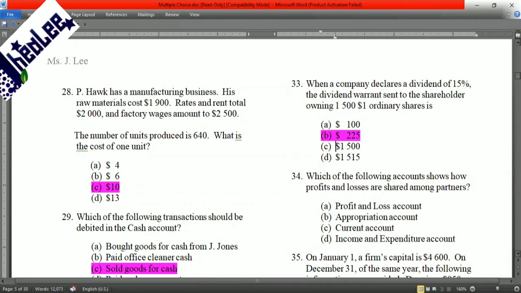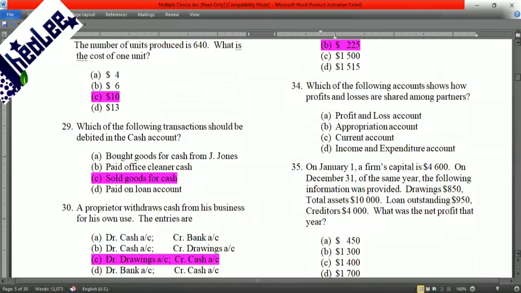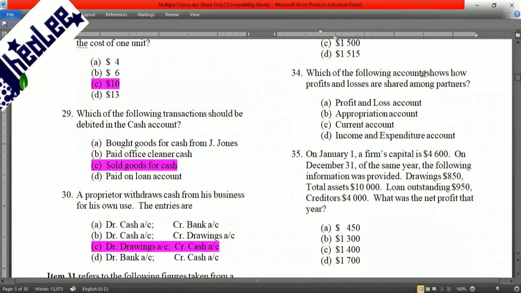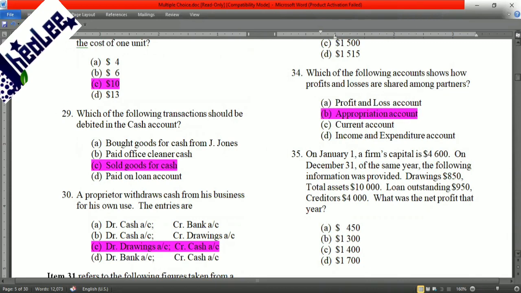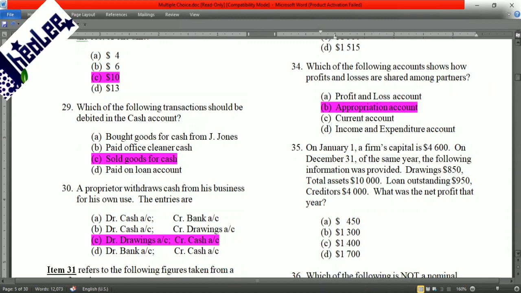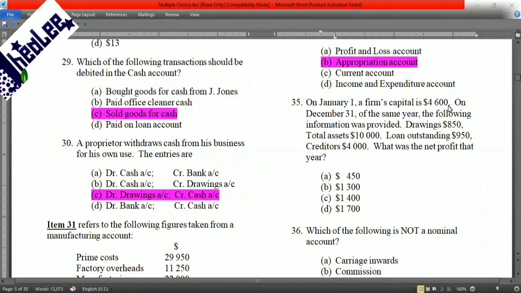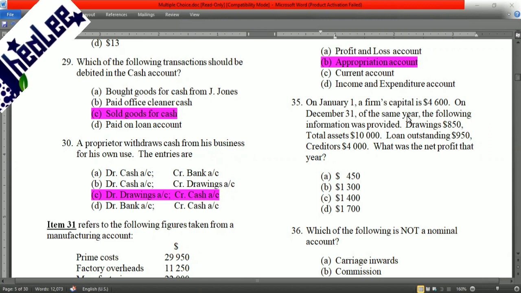and that would give us $225 as our response. Number 34, which of the following accounts shows how profits and losses are shared among partners? And that is clear cut, the appropriation account. Number 35, on January 1st, a firm's capital is 4,600. On December 31st of the same year, the following information was provided.